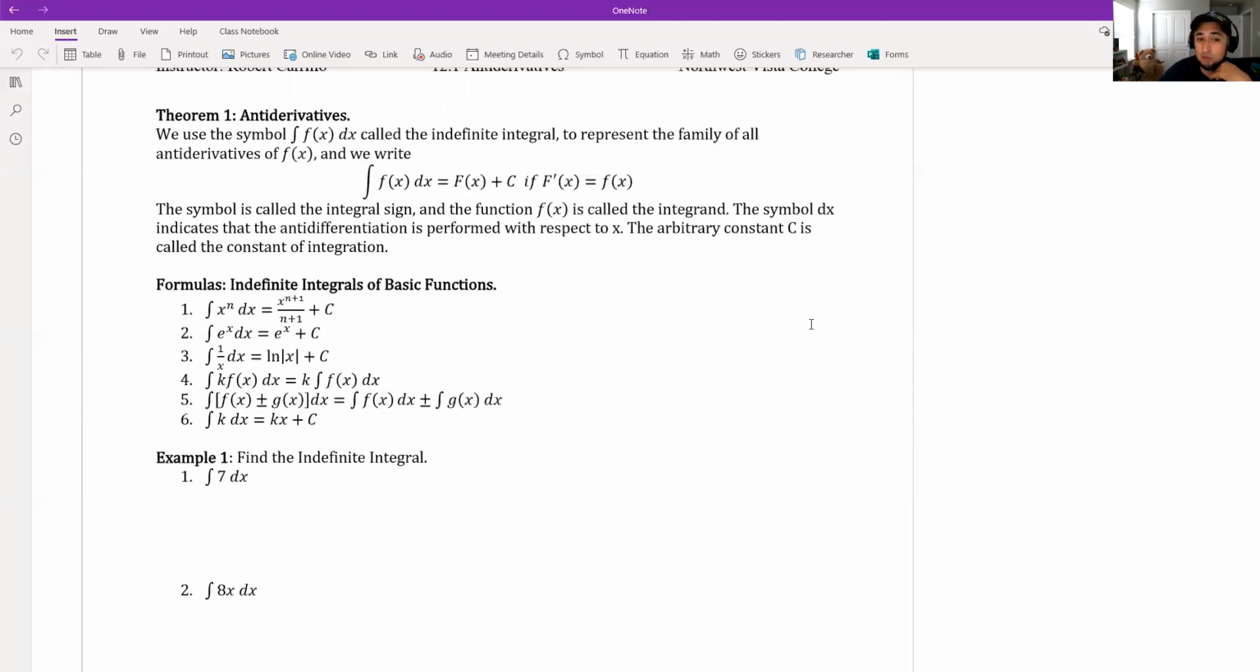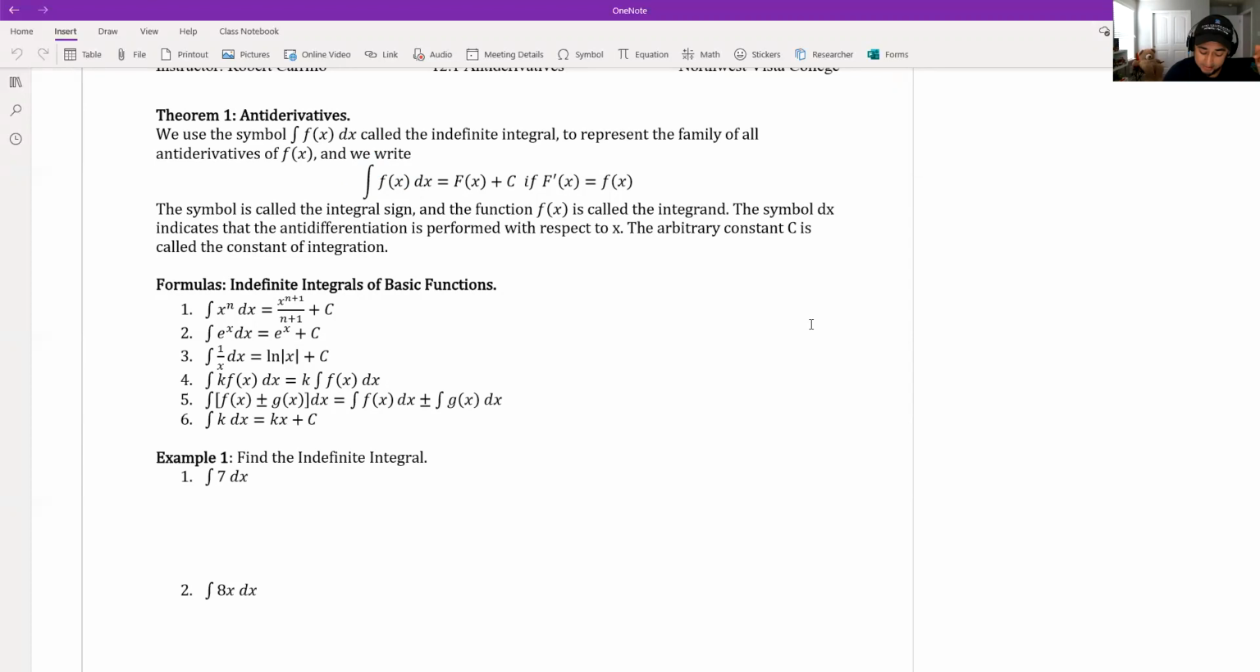The symbol is called the integral sign. So where am I? Right here. So this symbol is called the integral sign. The function inside is called the integrand. The symbol dx indicates that the anti-differentiation process is performed with respect to x. So we would say we are taking the antiderivative of f of x with respect to x.